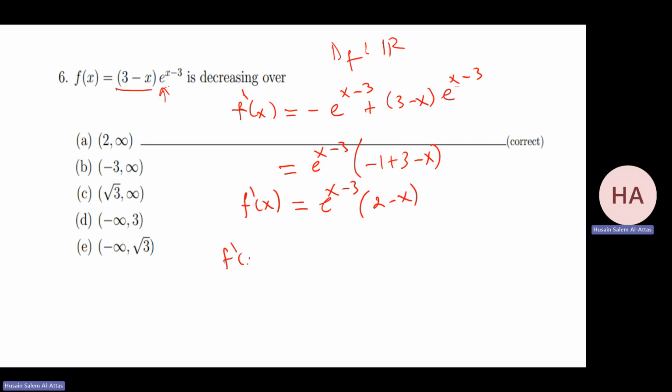I'll check f prime equals 0, implies x equal to 2. So put 2. Okay. Before 2, check. That will be positive. Take a value 1. It will be positive. This is always positive, so no worries. After 2, take 3. It will be negative. You want what? Decreasing. Decreasing here. This is increasing. This is decreasing. So it's from 2 to infinity.